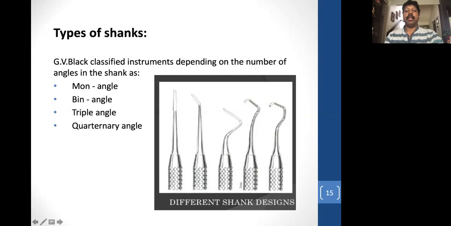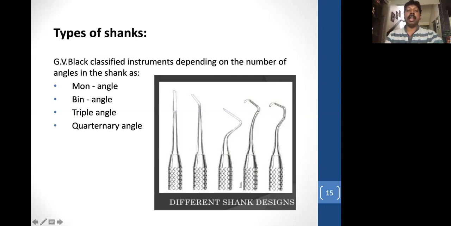So there are triple angles. Okay, and quaternary angle: 1, 2, 3, and 4. And it can be a five angle also: 1, 2, 3, 4, 5. Like this. So this is the angle. The more the angle, the more it will reach difficult areas. A straight chisel cannot be placed on the proximal side; it is difficult to place in mesial and distal.